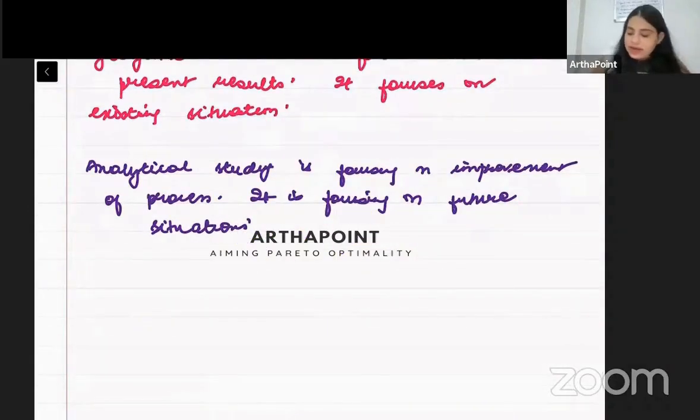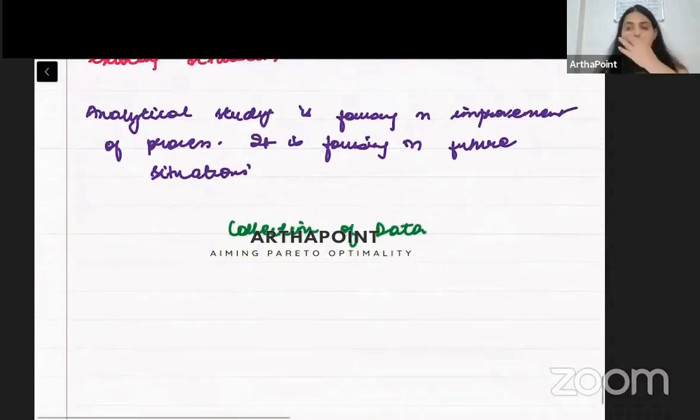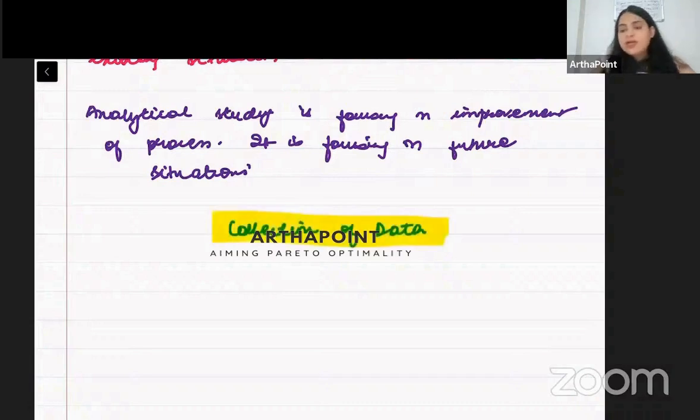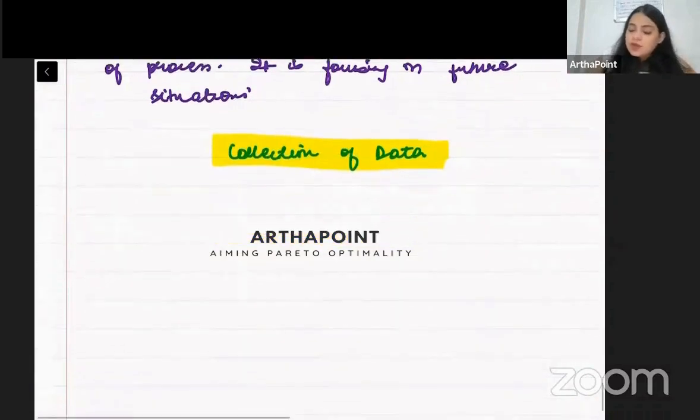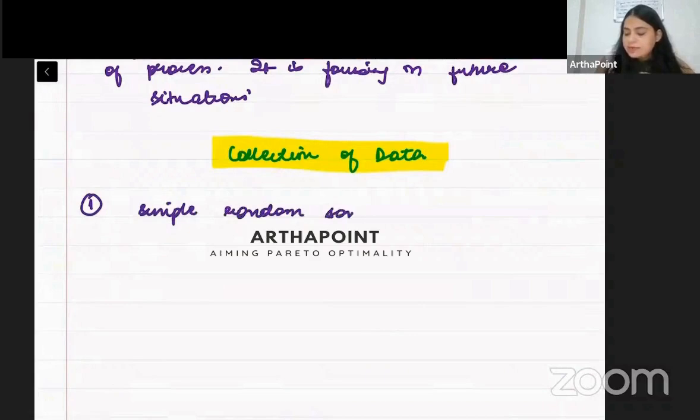Let us go ahead and talk about collection of the data set. Data can be collected in various methods, various sampling techniques. But for now, today, I just want to focus on a few of the important techniques that are given in any statistical books. Okay. So the first technique that you have is called simple random sampling.